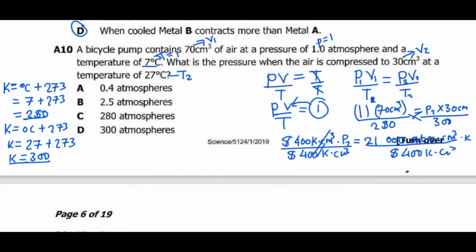So if we divide by this, we can see that the K will cancel. So what is 21,000 divided by 8,400? According to my calculator here, I'm getting 2.5 atm as my final answer. So this is our answer here.